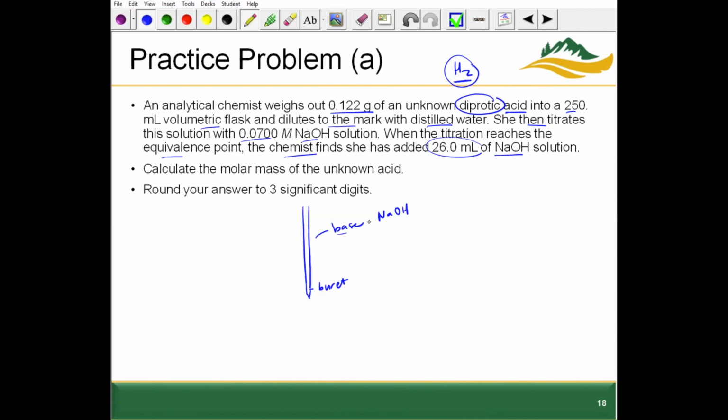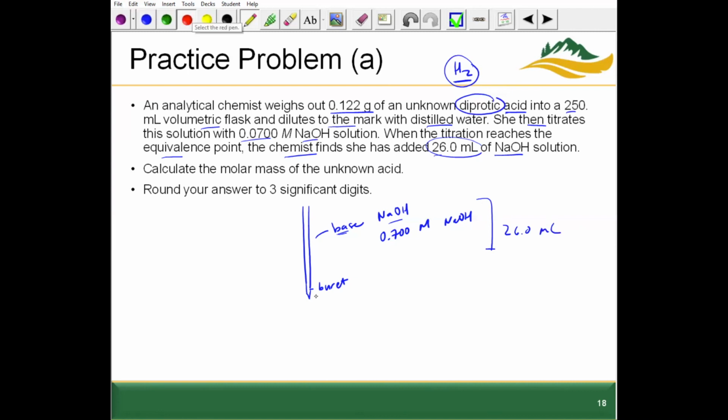So technically this is our base, sodium hydroxide. We are told that the base is titrated into the acid, the unknown acid. So here's our base, sodium hydroxide. We also know this is a 0.700 molar solution of sodium hydroxide. We also know that it took 26 mL to reach the equivalence point for our acid.